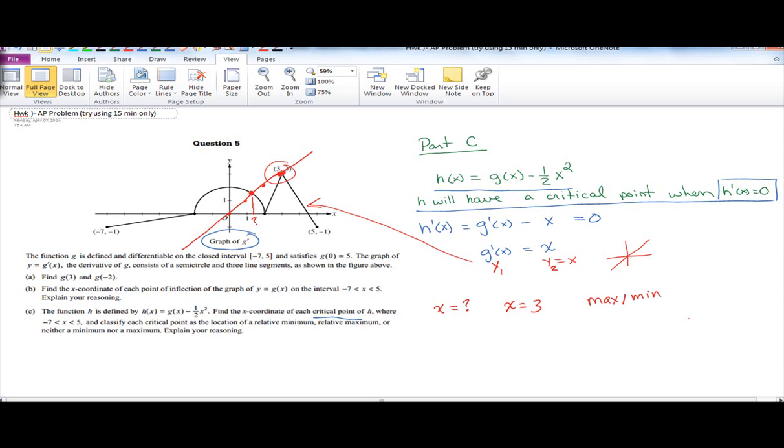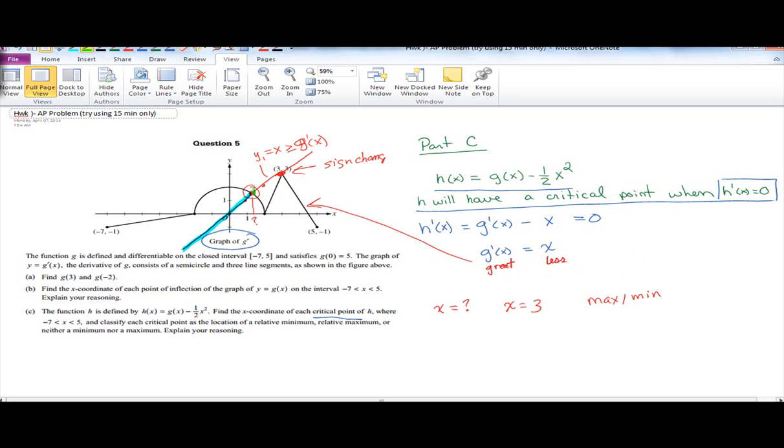Now to have a max or min, we need a sign change. And in this case, there's no sign change because y1 equals x is always greater than or equal to g prime of x. So that's not a sign change. But here there is a sign change. At first, the derivative is greater. So this is greater, and x is less. That's all of this point.